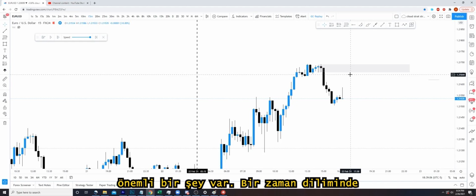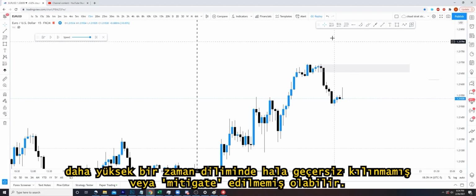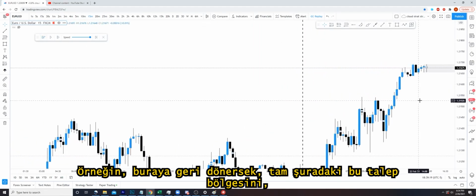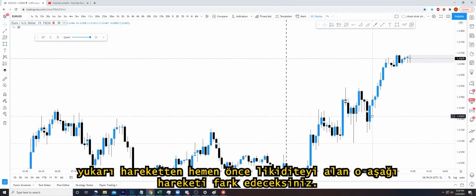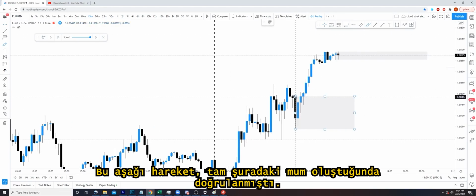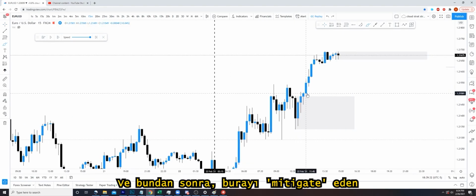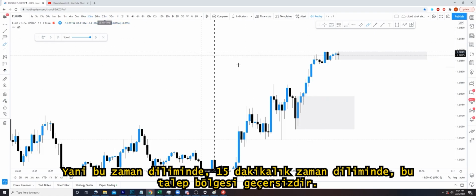A valid, or an invalidated or mitigated supply zone or demand zone on one time frame can still be a valid, unmitigated one on a higher time frame. So for instance, if we go back here, you'll notice this demand zone right here, this down move through liquidity before the up move away. That down move was validated when this candle formed right here. And after that, you can see the mitigation with this little wick right here that mitigated it and continued higher. So on the 15-minute time frame, this demand zone is invalid.